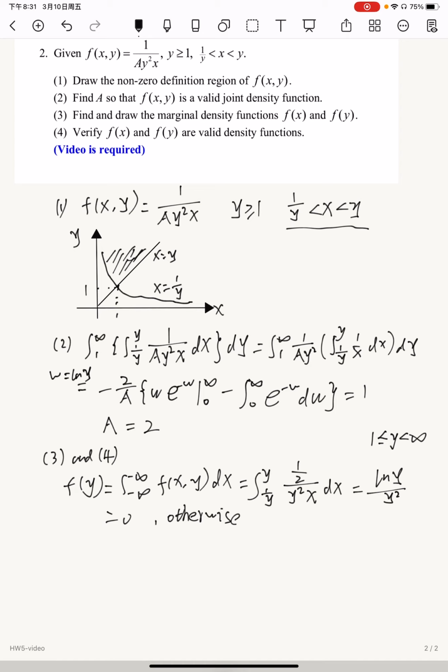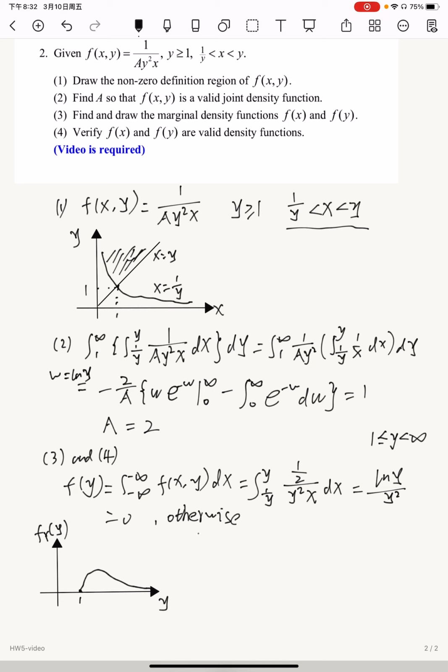Let's draw it. It's like x, y, oh no, it's y, it's f_Y. Let's draw it. When y is greater than or equal to 1, and otherwise it's 0. And we can draw it like this.